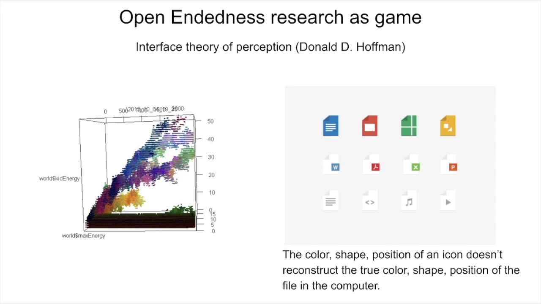So he thinks that the world that we perceive is basically made of interfaces, where your senses help you divide the world into something akin to icons on your computer. The icon just has the necessary information for you to know what it is and what you should do. But as Hoffman says, the color, shape, position of an icon doesn't reconstruct the true color, shape, position of the file in the computer. It's just an abstraction.